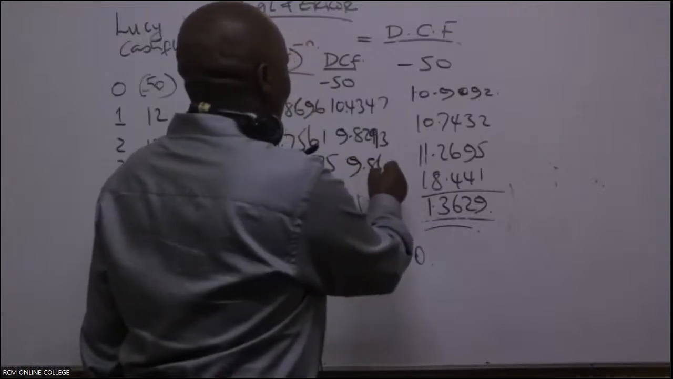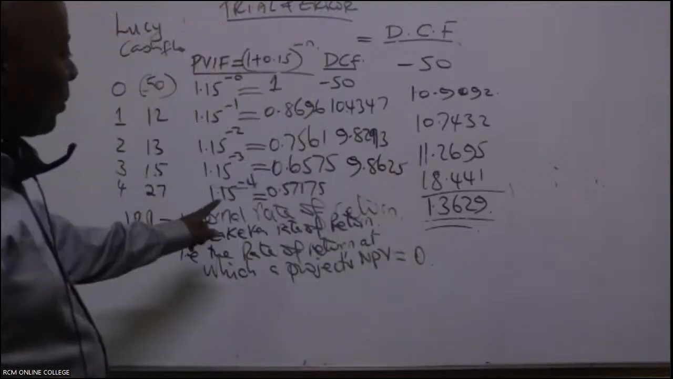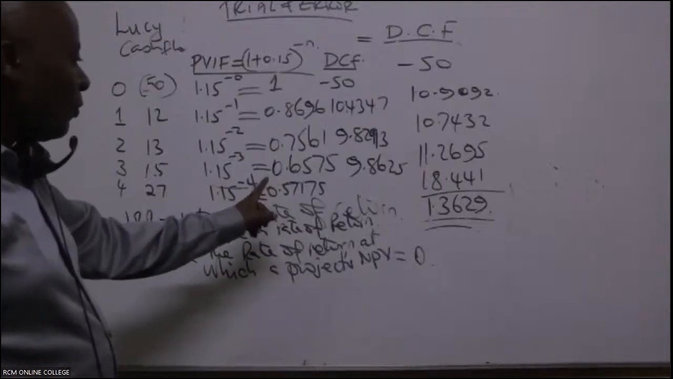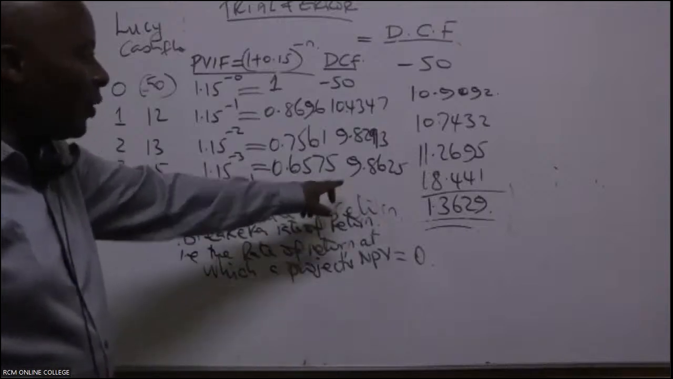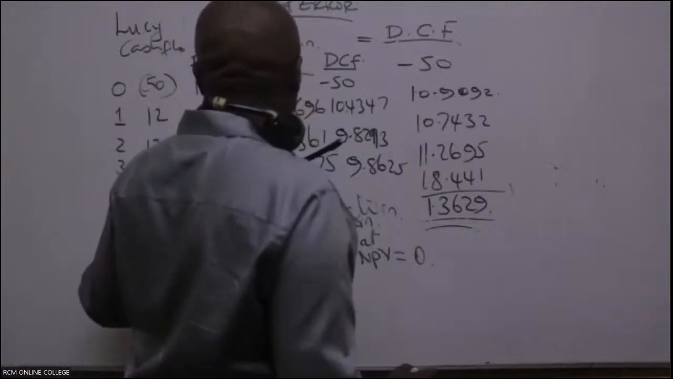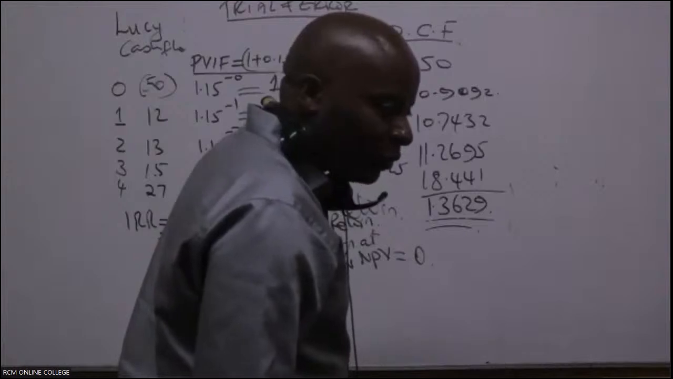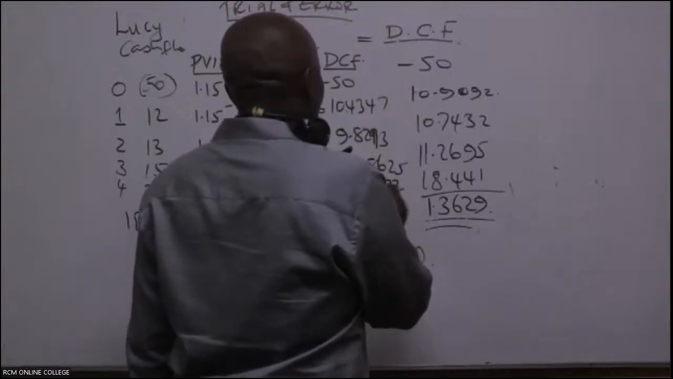And then the very last year, we have 27 times 0.5718, something like that. Please give me the final answer here, the DCF. The fourth year, what numbers are we looking at? Patricia gives me 15.4372. Thank you very much.